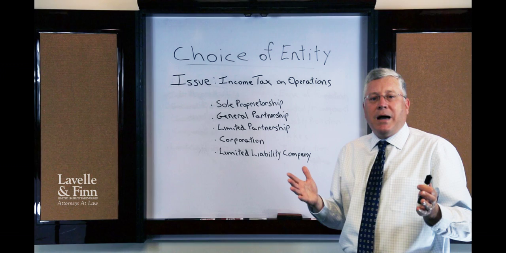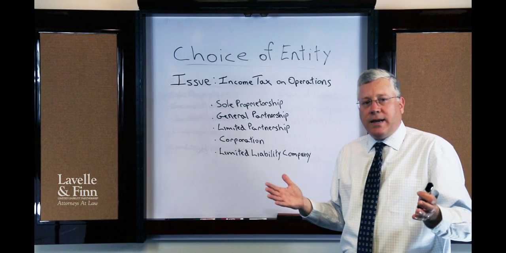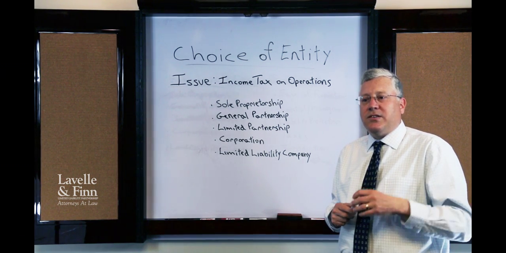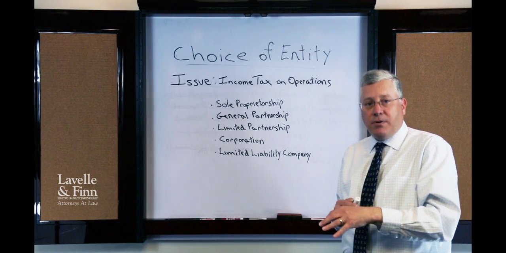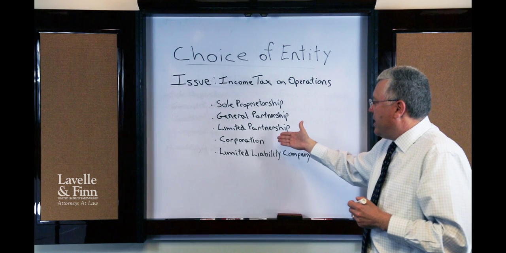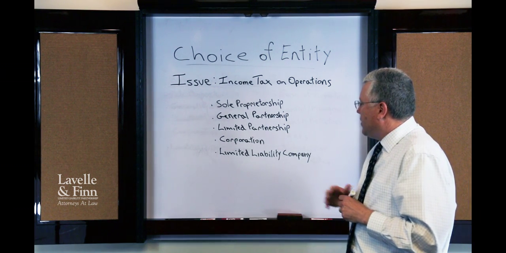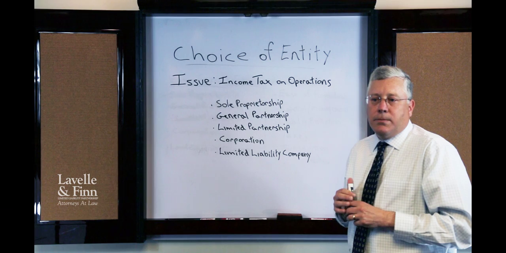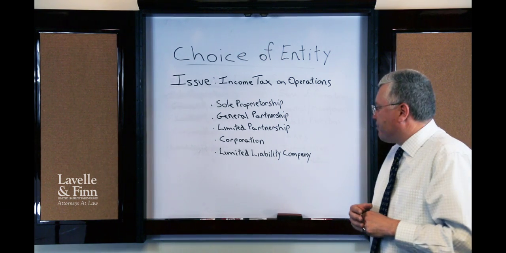There are rules for S corporations. Not every corporation can elect S. There are limitations as to the number of shareholders you can have and the type of shareholders you can have. So if that's a possibility, then the business owner should make sure that they're complying with those rules as well.